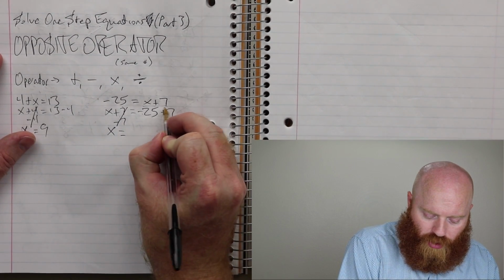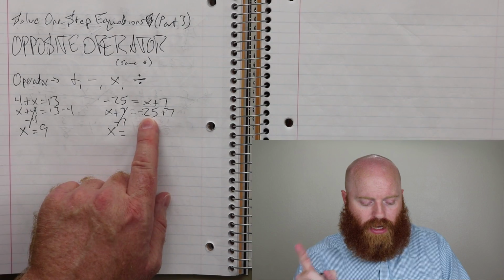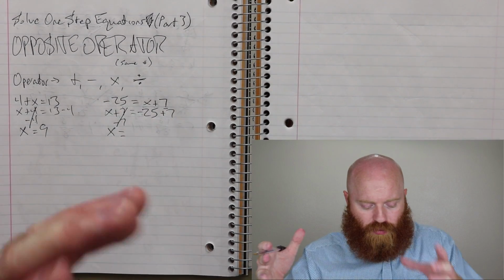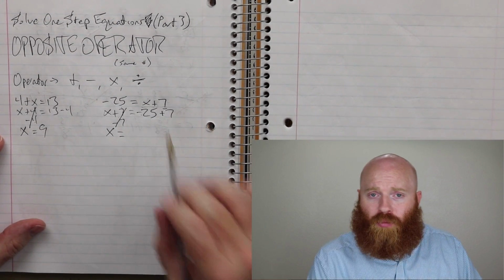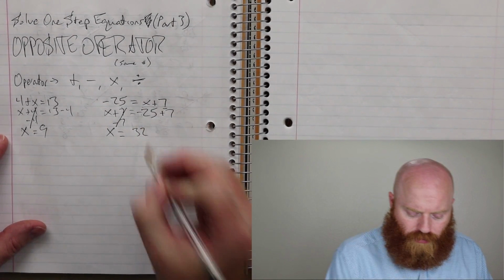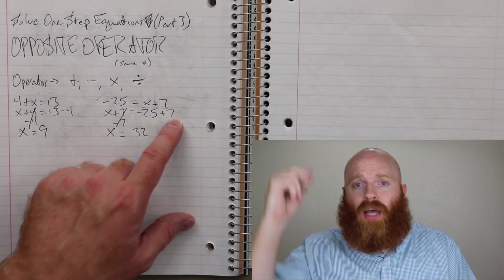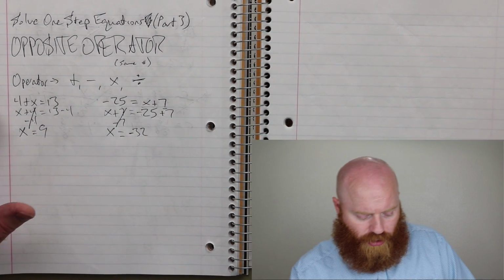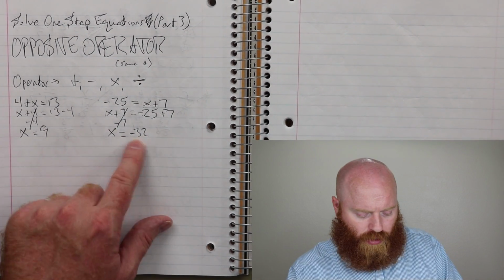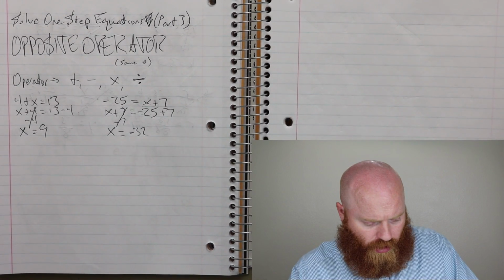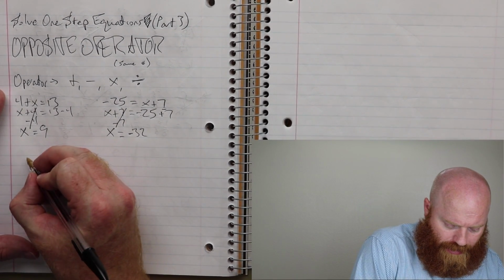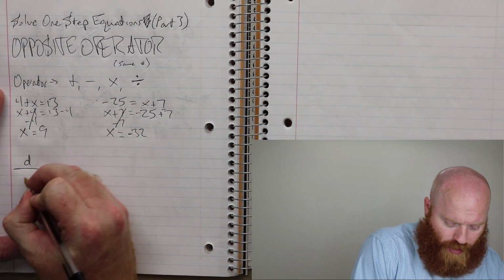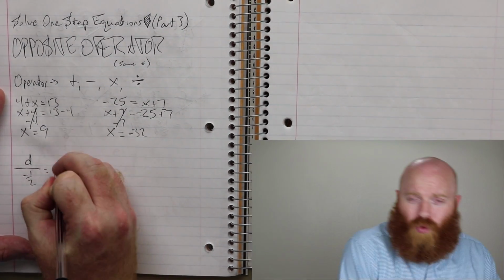So two pen strokes plus a negative. I've got 25 bad guys plus 7 bad guys. They're on the same team, so they team up. I add the numbers. 25 plus 7 is 32. Bad guys plus bad guys is more bad guys, so that's going to be negative 32. That's what the answer would be. x equals negative 32.